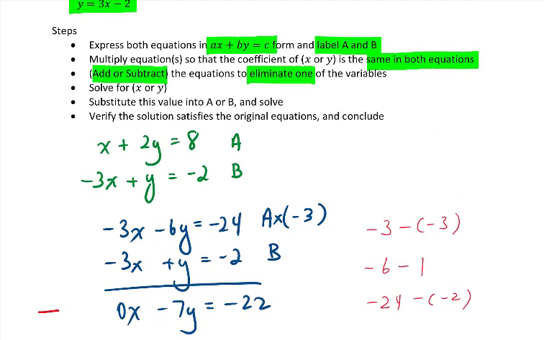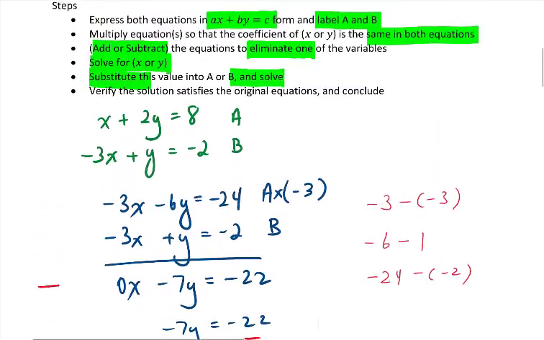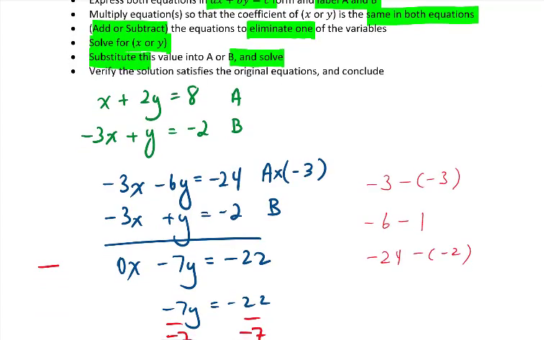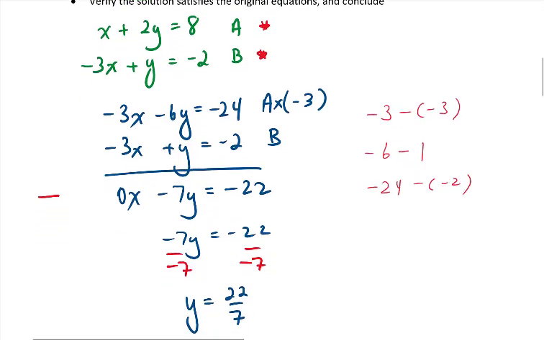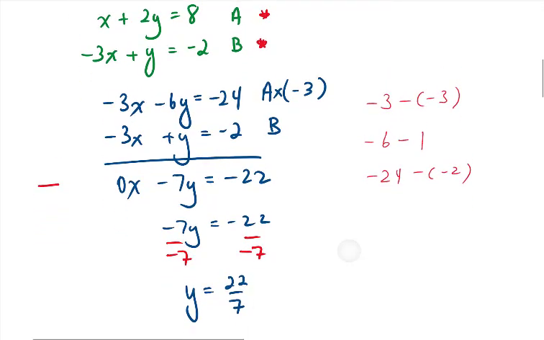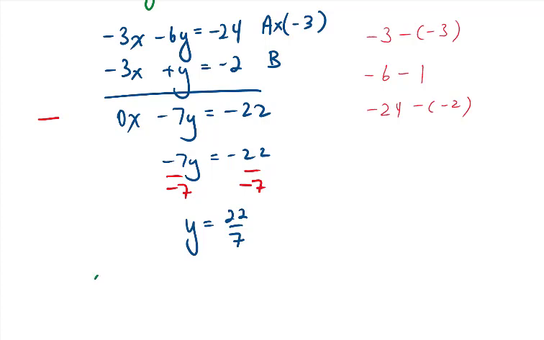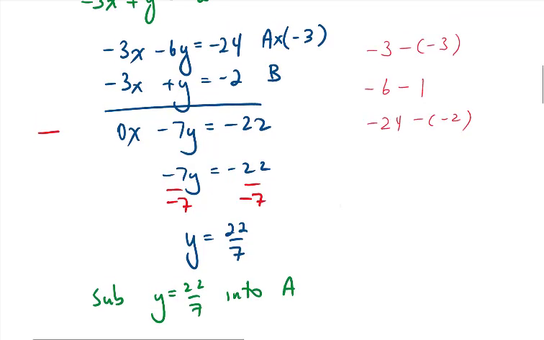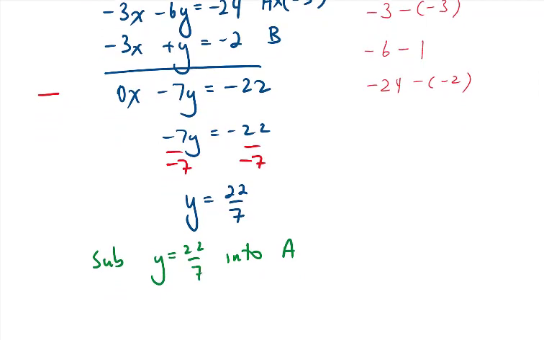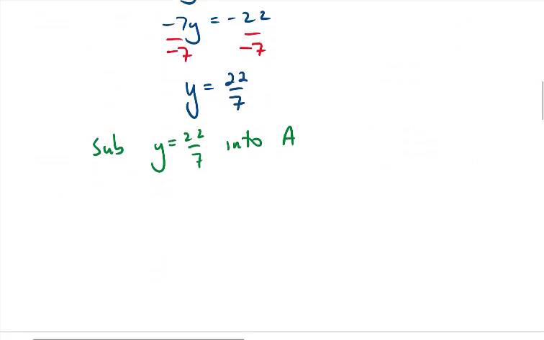That is our fourth step when following elimination: solve for x or y. The fifth step is to take this value and sub it into A or B and solve. So we choose, do I want to use equation A or do I want to use equation B? Let's just pick one of the equations. We have y equals 22 over 7, so let's use equation A. So I'm going to sub y equals 22 over 7 into A. Equation A says we have x plus 2y equals 8.